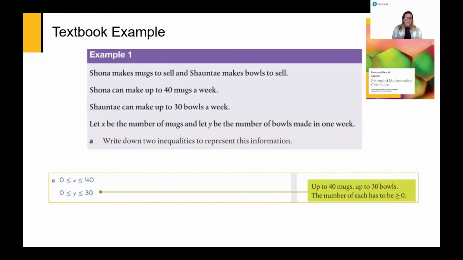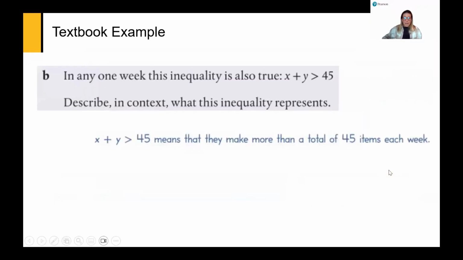So we know that the minimum they can make is none. So a maximum of 40 mugs for Shona and a maximum of 30 bowls for Shante. And there's a little note on the side so students can see why that is. And then it goes on to ask, well, in any one week, this inequality is also true for X plus Y being greater than 45. So we want the number of mugs and bowls to be greater than 45. So describe in context what that means. And there we have it. They make more than a total of 45 of those items each week.